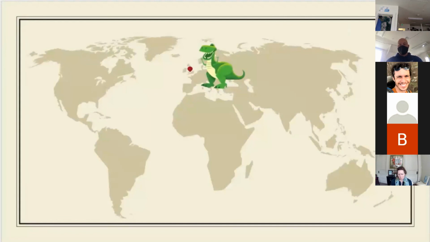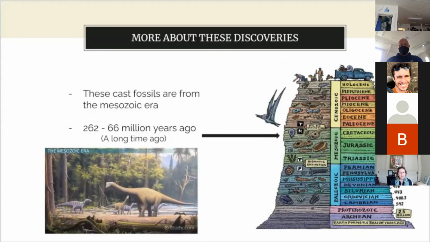These were all actually found in the United Kingdom. These cast fossils are from the Mesozoic era because that's when the dinosaurs lived. This means these fossils are remains from beings that lived from 262 million years ago to 66 million years ago.